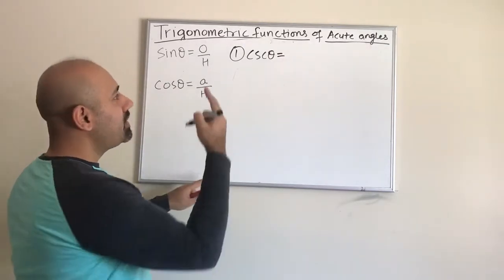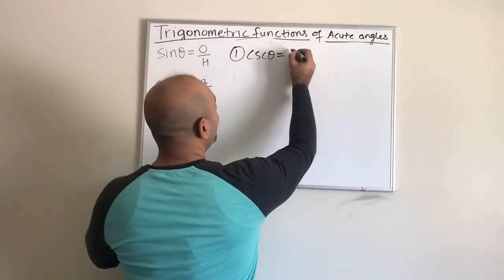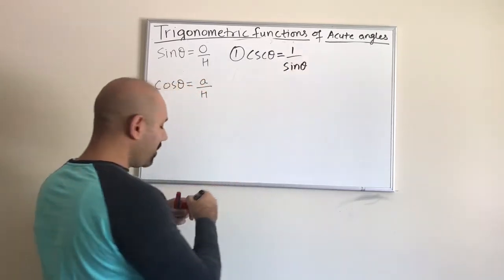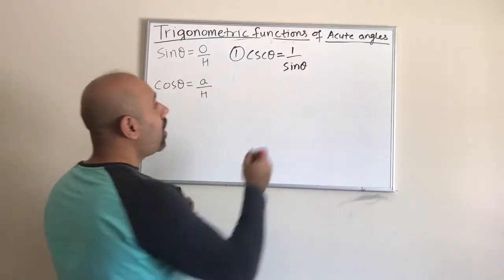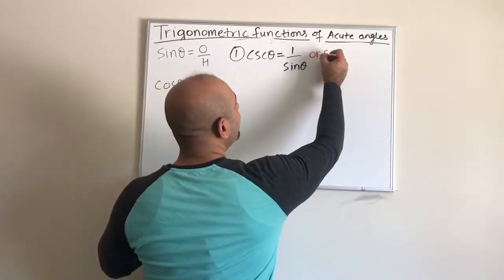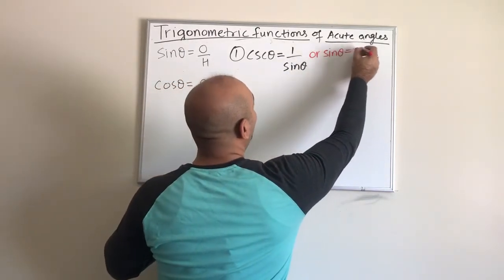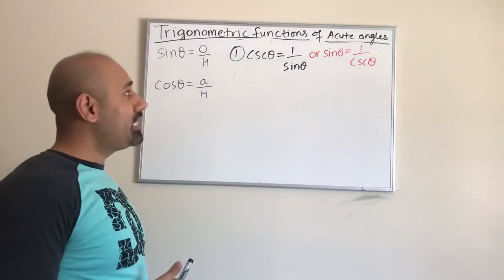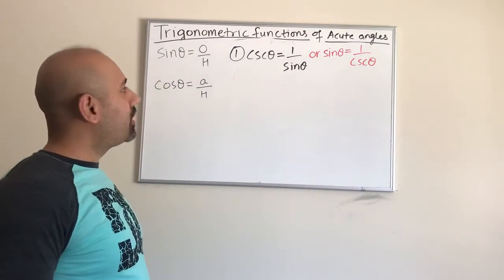What does that mean? That means the cosecant of theta can be written as 1 over sine of theta because it is the reciprocal of the sine. Or we can also write sine theta as 1 over cosecant of theta. They both basically mean the same thing because they are reciprocals of each other.